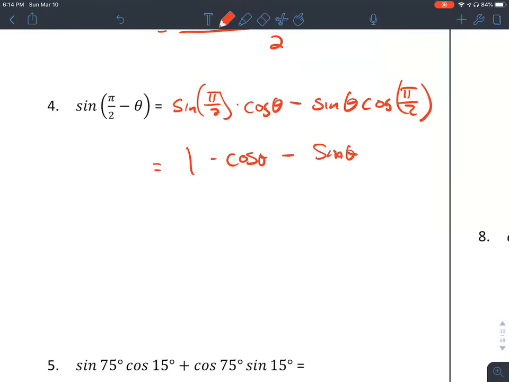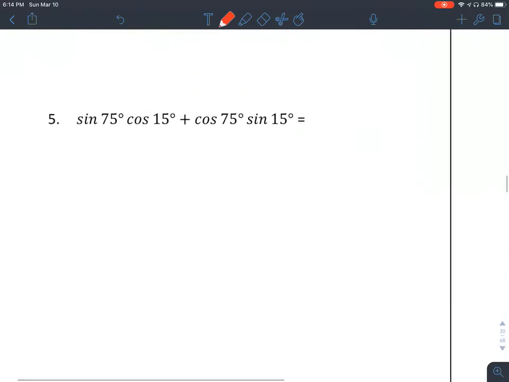Don't know what cosine or sine of theta are. Cosine of pi over 2 is 0. That just makes this cosine of theta. Pretty simple. Number 15. Oh, this is interesting. Sine of 75, that's not on the unit circle. Cosine of 15, not on the unit circle.